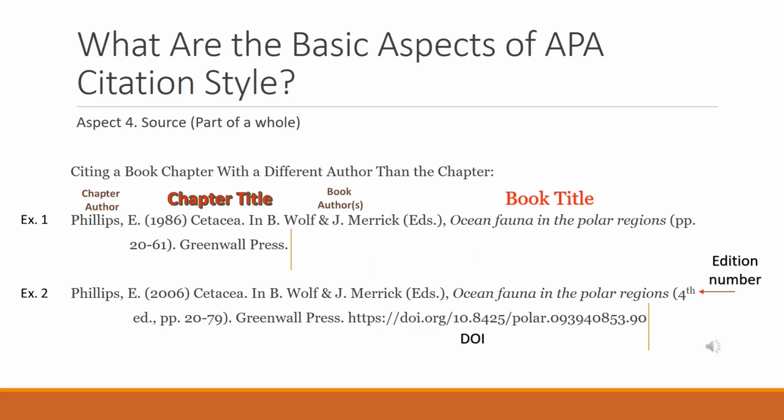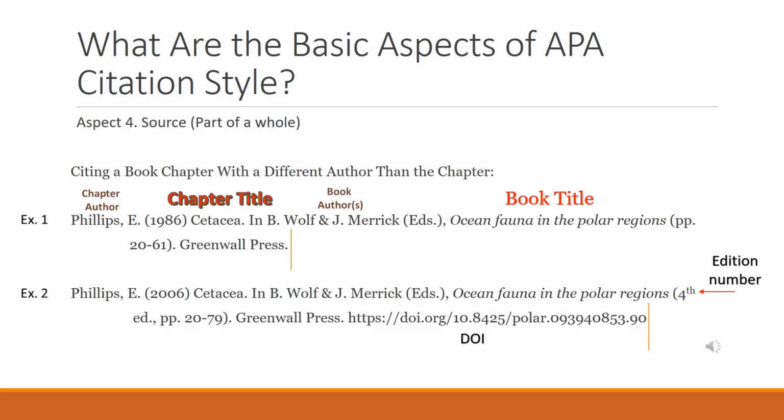On this slide, think of these examples as similar works. Example 1 is in print, and example 2 is the 4th edition and is online. A book chapter with a different author than the whole work will most likely be an edited work. It will look similar to a regular book citation, except that after the period following the chapter title, it will include the word "in" and an extra citation part for the rest of the book.